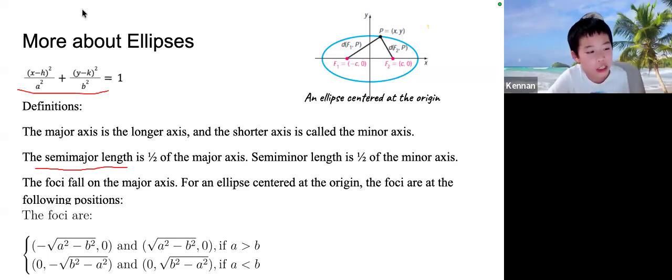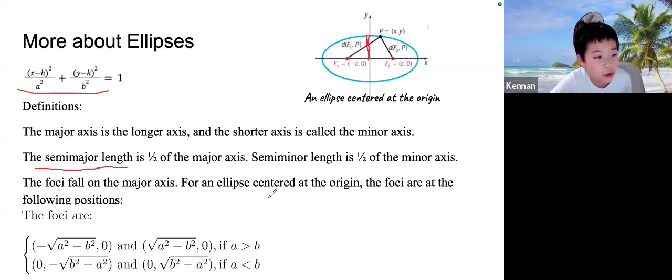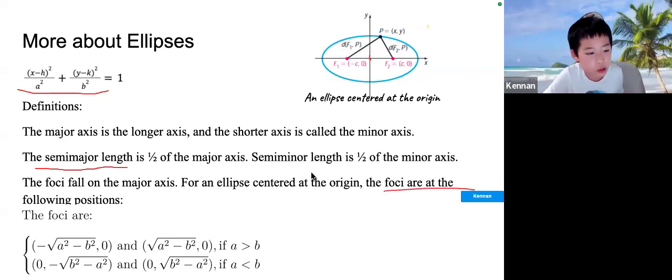So, as Alex said, the semi-major length is 1/2 of the major axis, which is the longest axis, over here, and then half of that is this length. And the semi-minor axis is this length, 1/2 of the minor axis. The foci fall on the major axis, which is something I already said before. And if an ellipse is centered at the origin, we can calculate the foci.